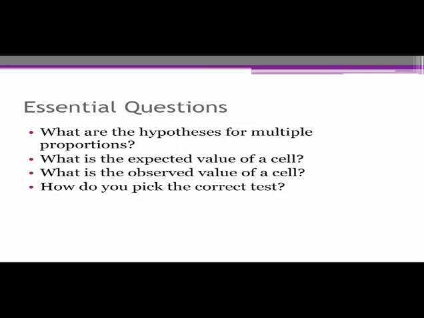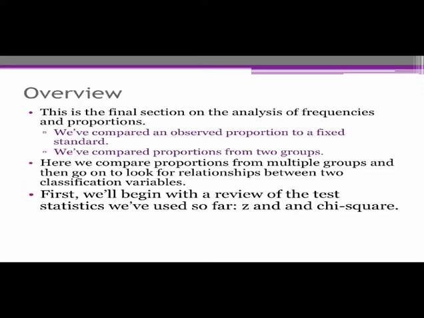The essential questions are: what are the hypotheses for multiple proportions? What is the expected value of a cell? What is the observed value of a cell? And how do you pick the correct test when you are testing your proportions?